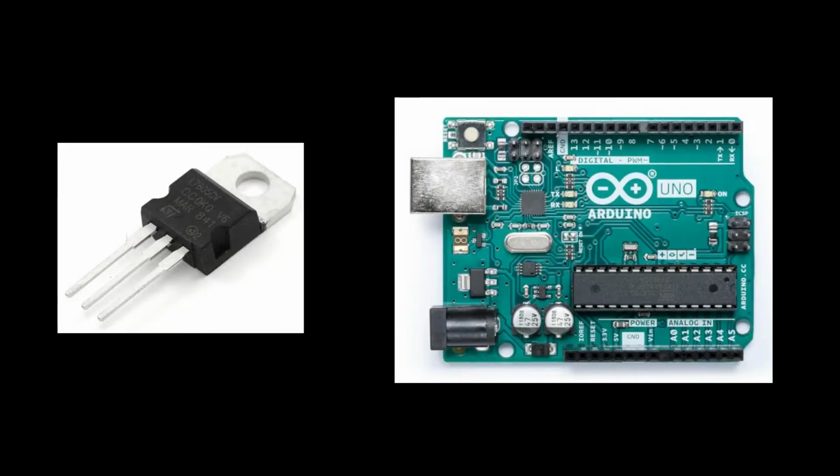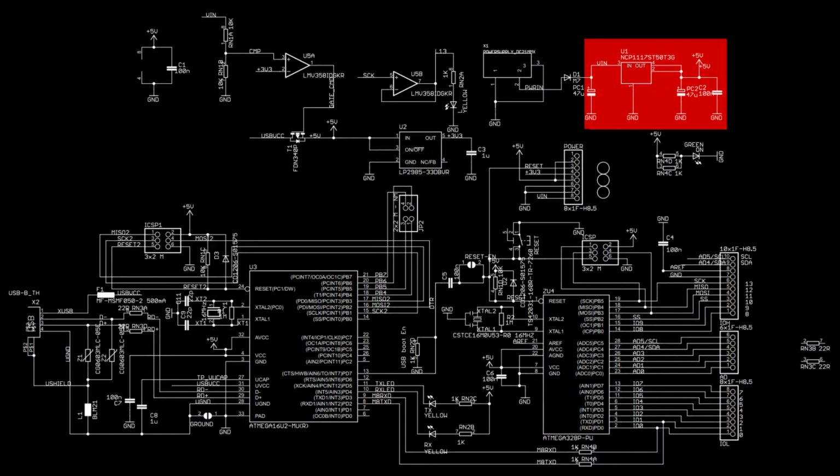Here's an Arduino Uno, and here is the power regulator. Here's the Arduino schematic, and the red section is the power regulator portion. When we zoom into it, we can see that the part number is NCP1117. If we look that up, we can find that it's a 1 amp low dropout voltage regulator.